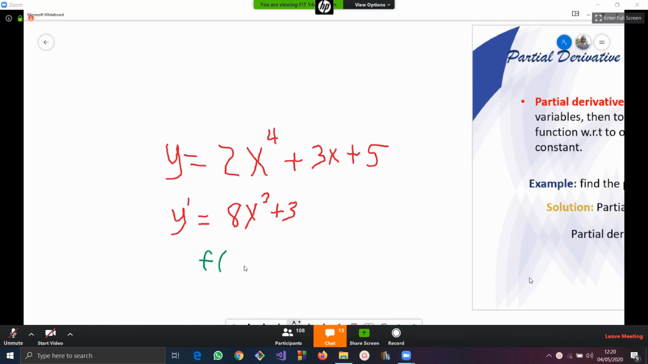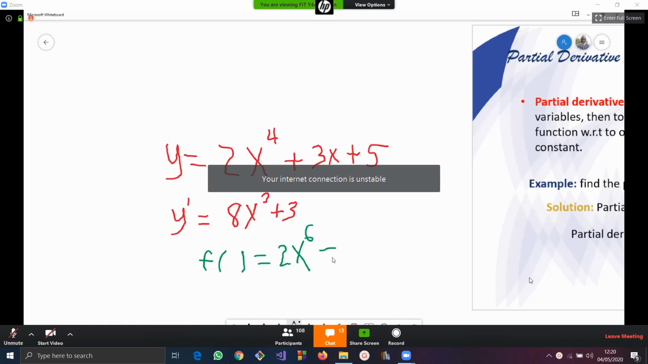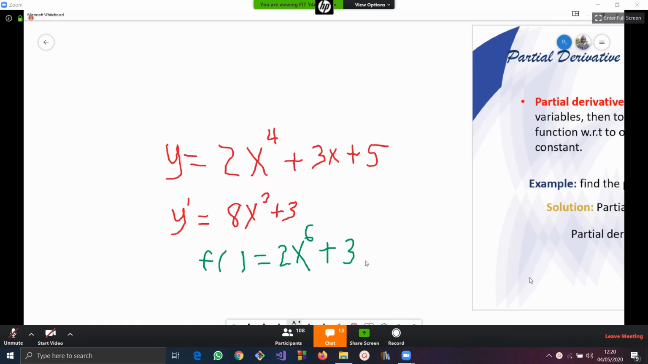Just x power 6, plus 3j, my j is not proper, power 4 or whatever, okay, good. So if this is a function, what do we normally write this one as? It is written as a function of x, f(x). So y is the same as a function of x, f(x).